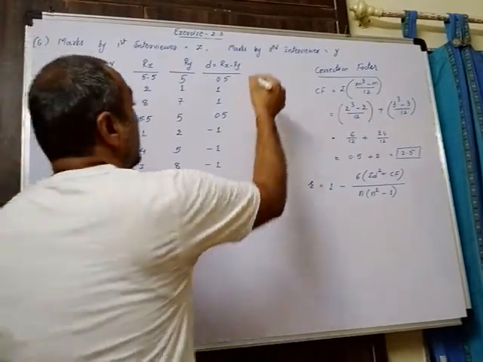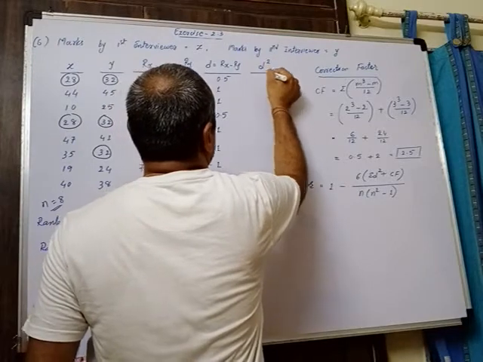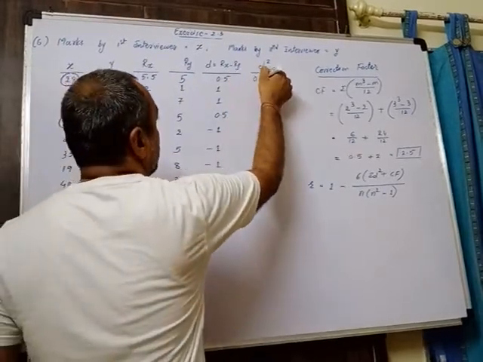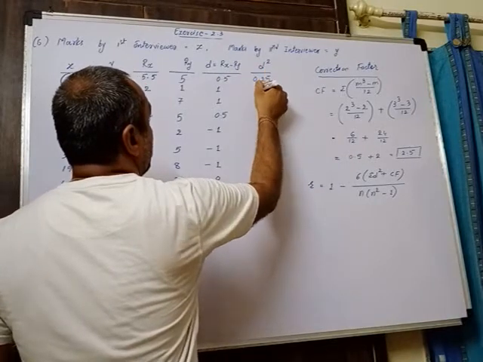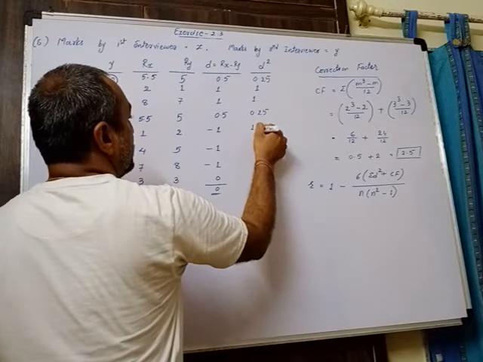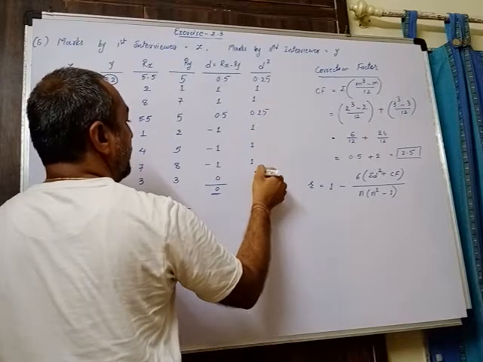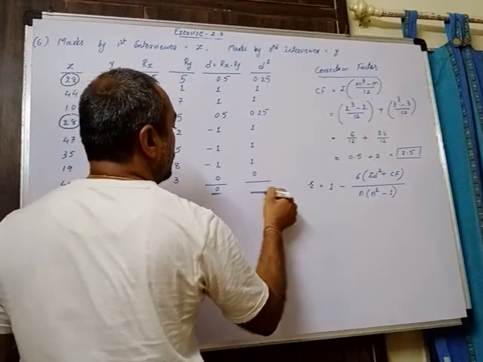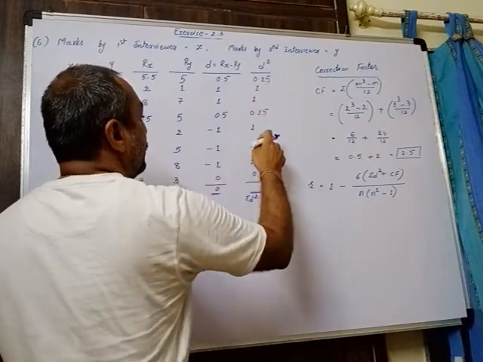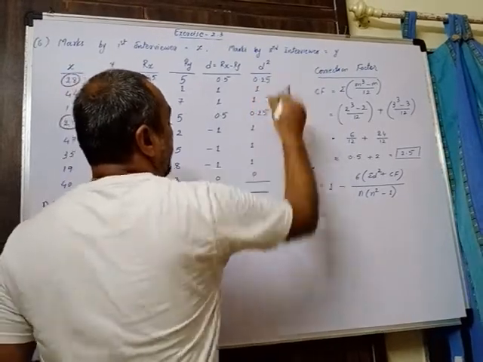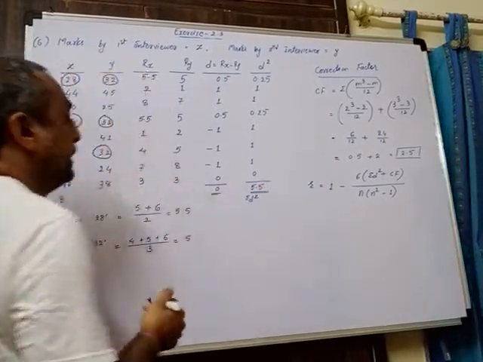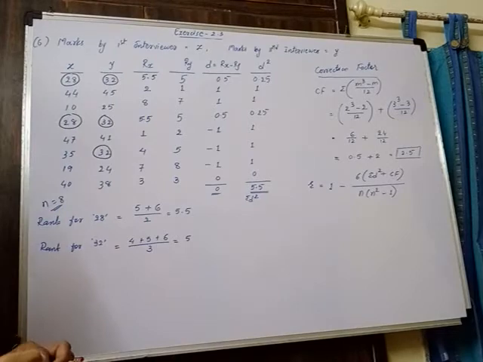Okay, we need the square total. So in the last column we write the square value of this. 0.5 square is 0.25, 1 square is 1, 1 square is 1, 0.5 square is 0.25, minus 1 square is 1, again 1, 1 and 0. This total we require, the sum of d square. So 1, 2, 3, 4, 5, and 0.25 and 0.25 is 0.5. So it is 5.5. This is your total of d square.